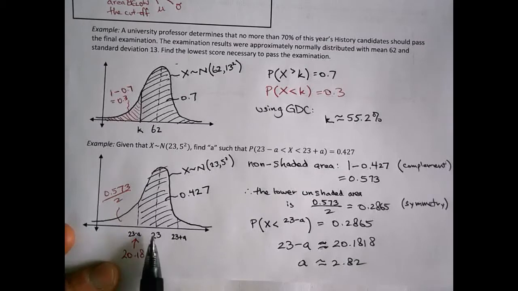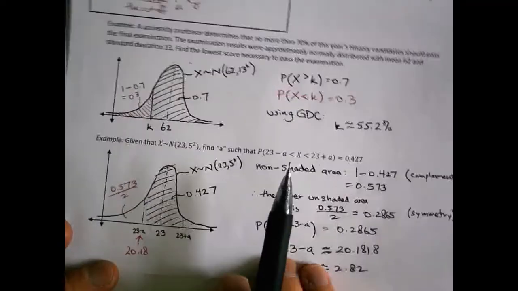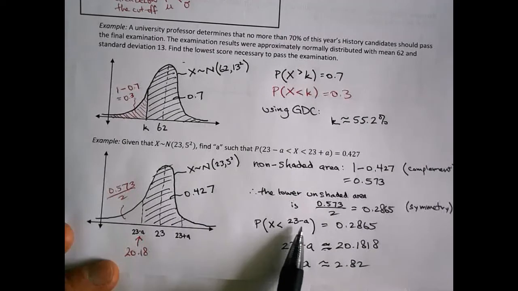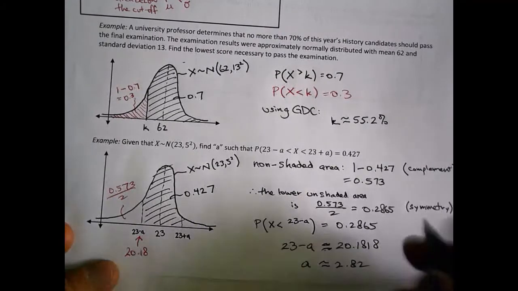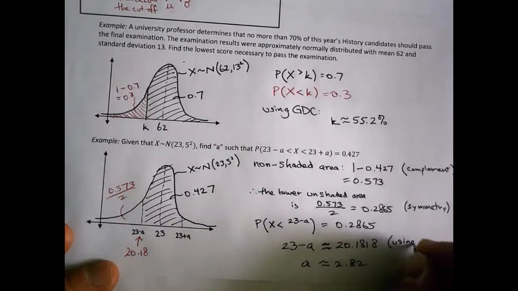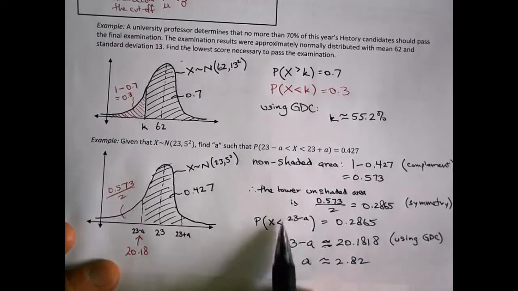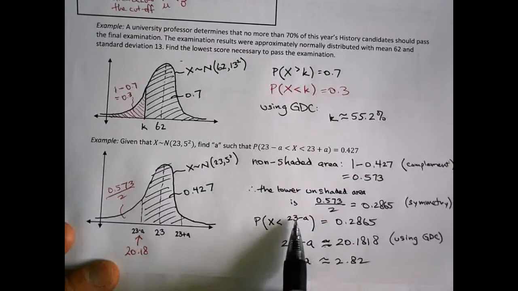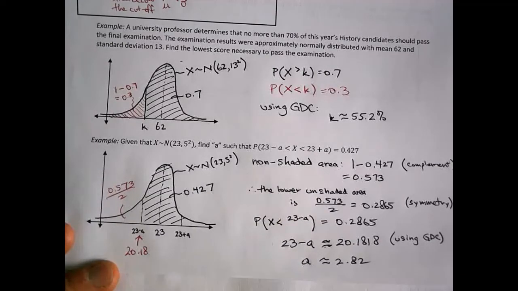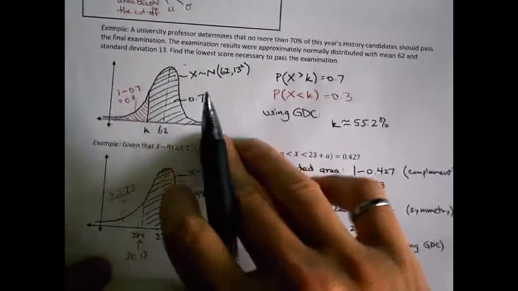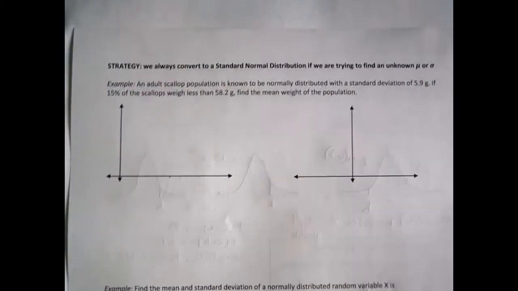So this was actually around 21, and this was around 25, and that's where 42% of my data lives. So just be careful when you use the calculator to find the inverse normal. Using the GDC, always set whatever was here equal to the number that comes out of your calculator. If it was a k, sure, but if it's some other expression, you set that equal to the number. Okay, let's turn the page.